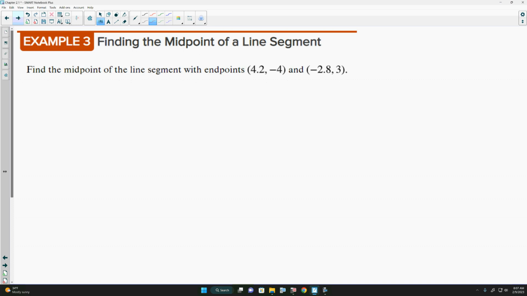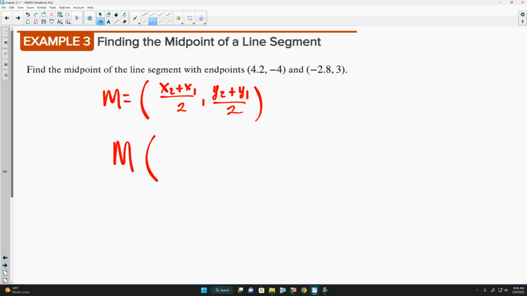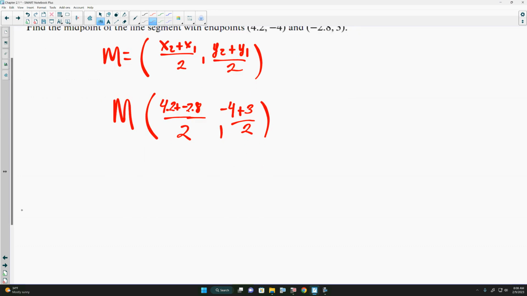So if I wanted to find the midpoint of the line segment with the given endpoints, well, midpoint is (x2 plus x1) divided by 2, comma, (y2 plus y1) divided by 2. And for us here, the two x values are 4.2 plus negative 2.8 over 2. And the y values are negative 4 plus 3 over 2. And with this here, order doesn't matter, because with addition, we can add any two things in any order and get the same number.